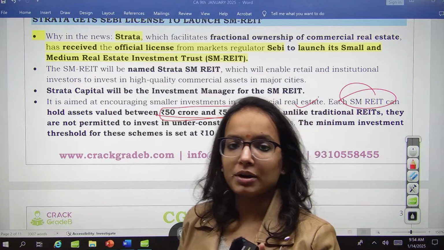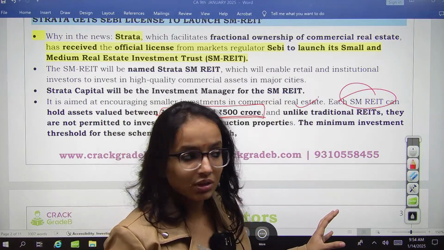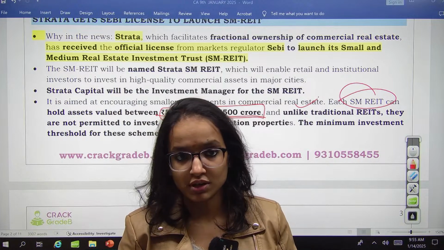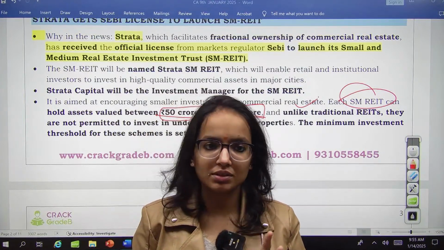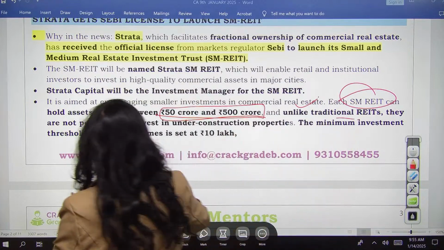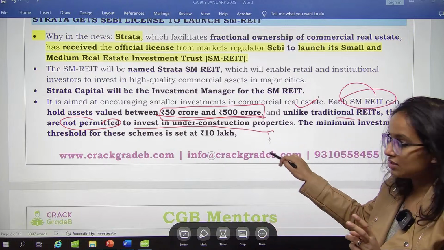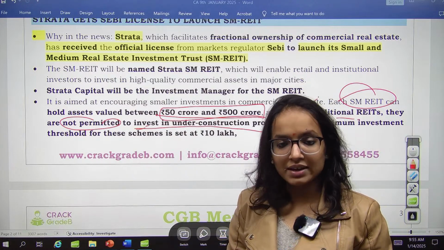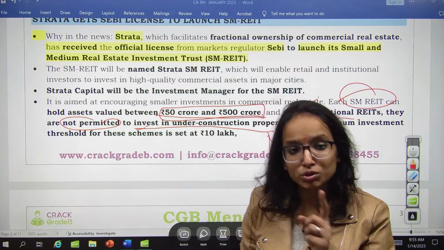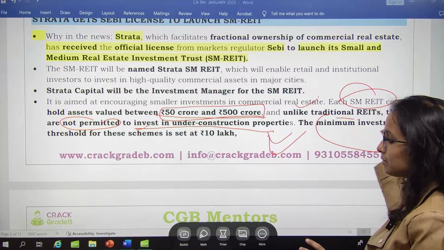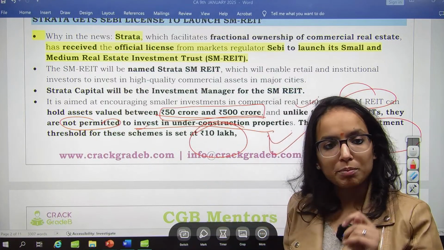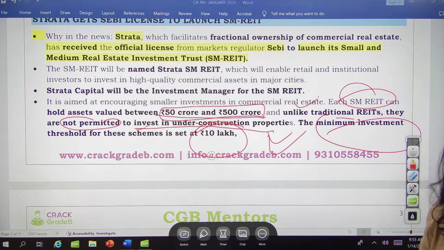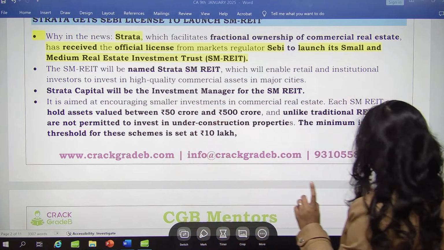One very important thing, remember, traditional REIT, जिसका भी मैंने आपको example दिया कि under construction भी हो सकता है. This one, the Strata SM REIT, will not be allowed to invest in under construction projects. It will only be investing in the completed projects. Remember this thing, right? So unlike traditional REITs, they are not permitted to invest in under construction properties. It will only be investing in constructed, completed projects. And the minimum investment for this is rupees 10 lakh. Remember, minimum investment कितना करना होगा if you want to invest via it? 10 lakh rupees. Minimum investment would be 10 lakh. They cannot invest in under construction one. I hope this thing is clear.